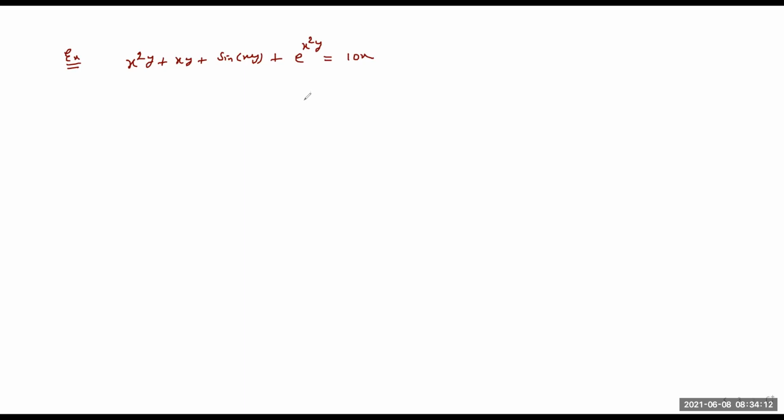Who will do this? Anyone interested? Yes, sir, we can directly apply d by dx and then shift the sides. Yeah, so you can apply d by dx on both sides, and you have to use somewhere the product rule, somewhere the chain rule, somewhere both, and this is even really lengthy.